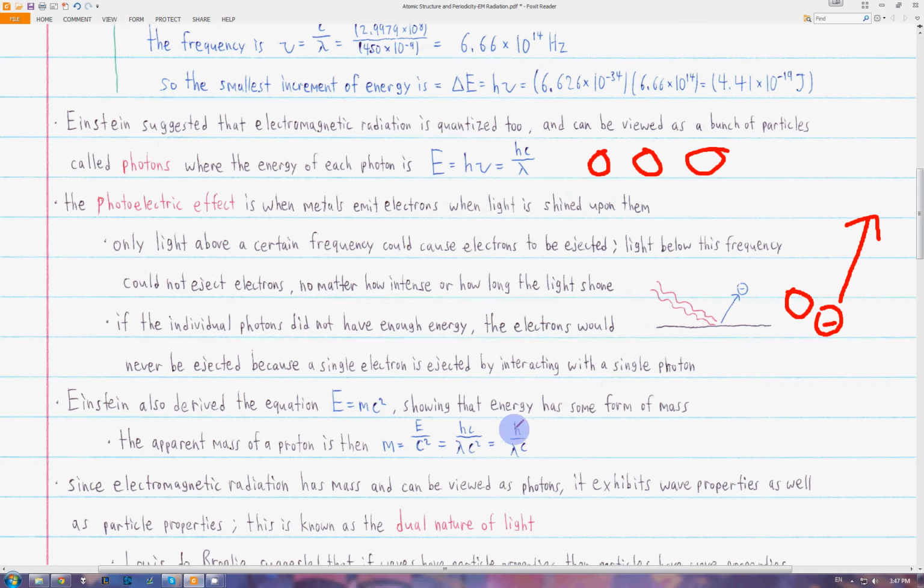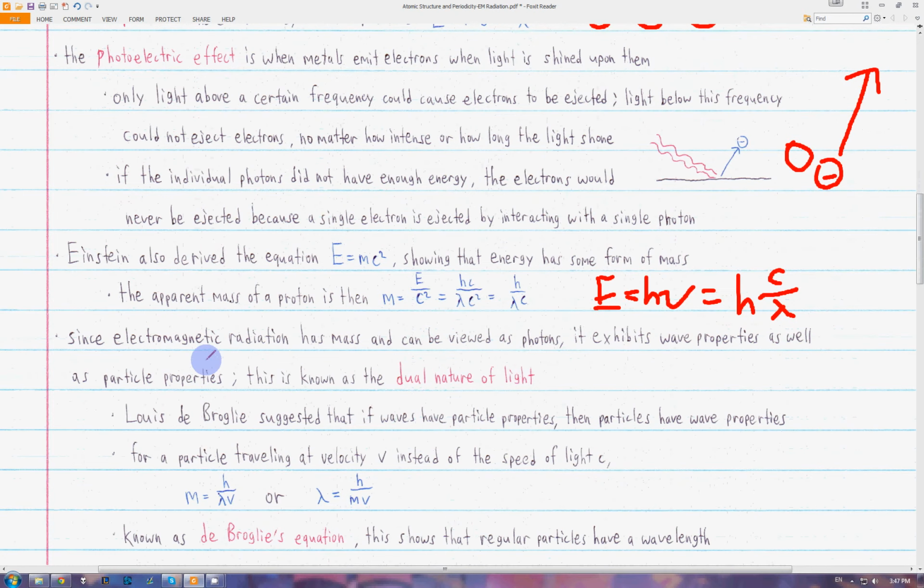And then we know that the energy of a photon is equal to h times the frequency, or h times the speed of light over the wavelength. So if we plug this in for E, we get that the apparent mass of a photon is h over the wavelength times c.